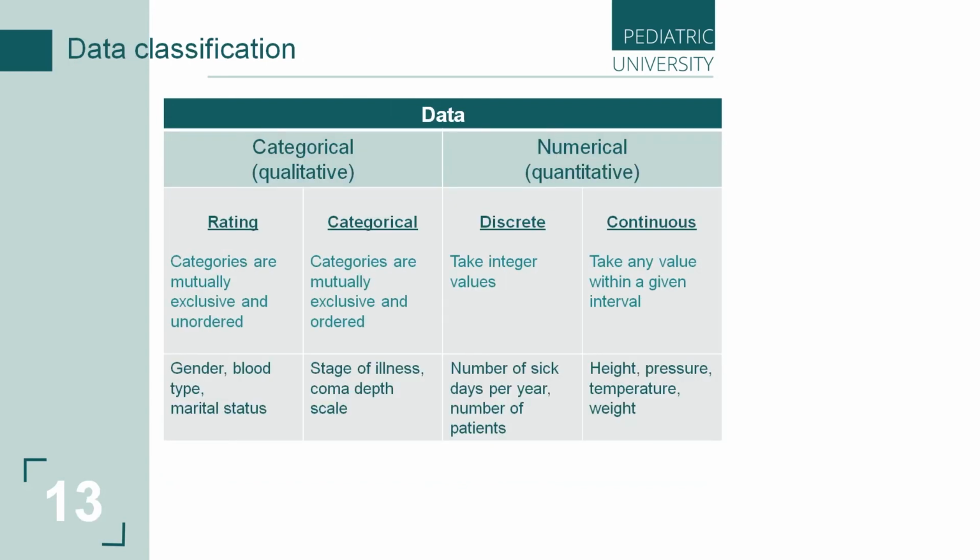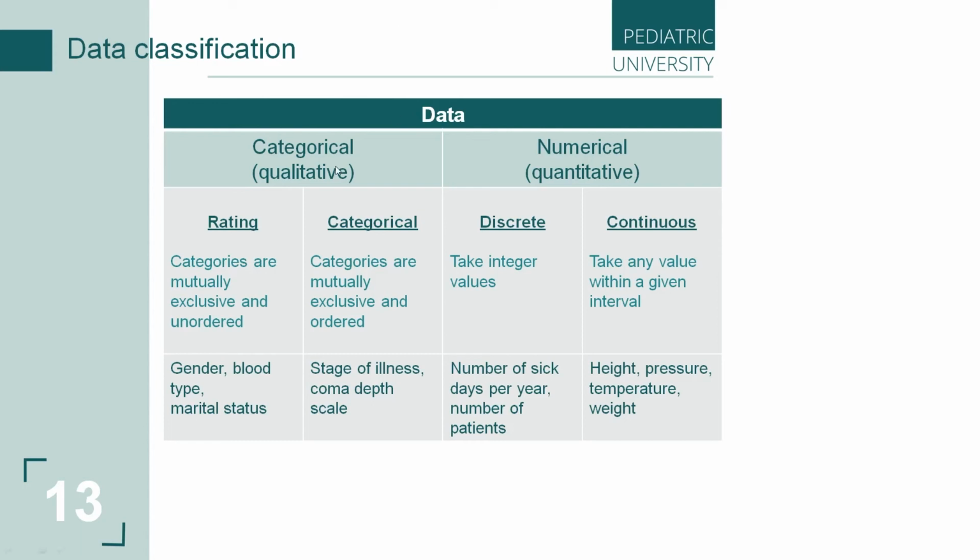So now, let's take a look at data. Data can be categorical and quantitative. To choose the right research method, we need to know the classification of samples, which we discussed earlier, and the classification of data. Data can be categorical, qualitative, and numerical, quantitative. So, let's look at the table on the slide.